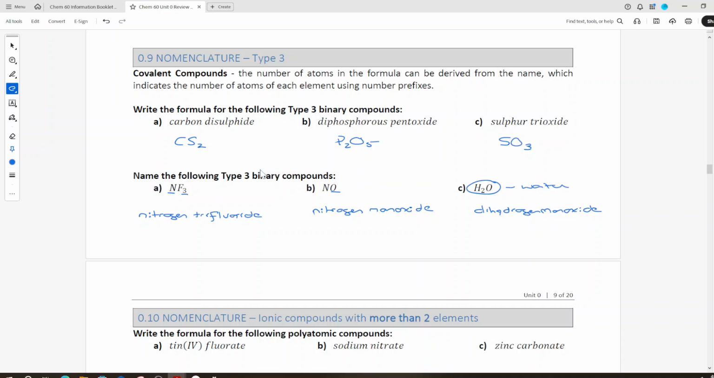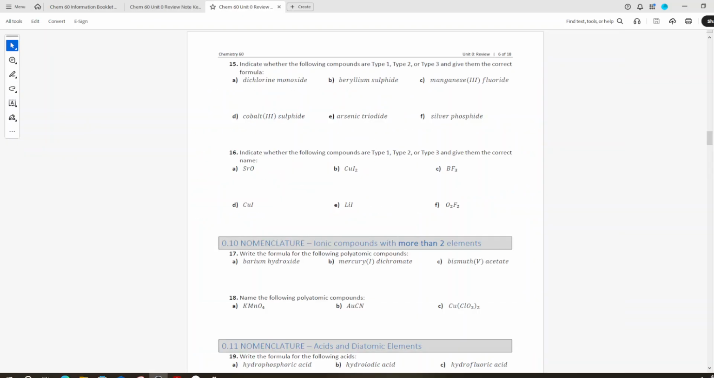And I really do recommend trying this section. I mean, I recommend trying all sections, but in this section, I also put some scrambled up practice. So there's like this scrambled up practice. It says, indicate whether the following compounds are type 1, 2, or 3 and give the correct formula. And then indicate whether the following compounds are type 1, 2, or 3 and give the correct name.